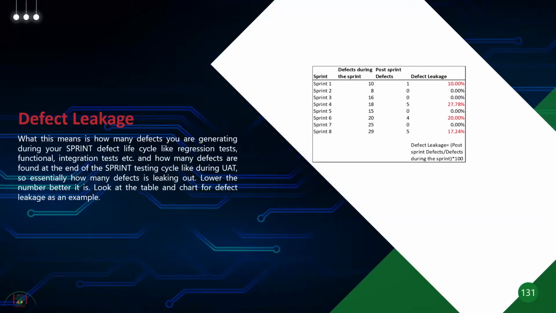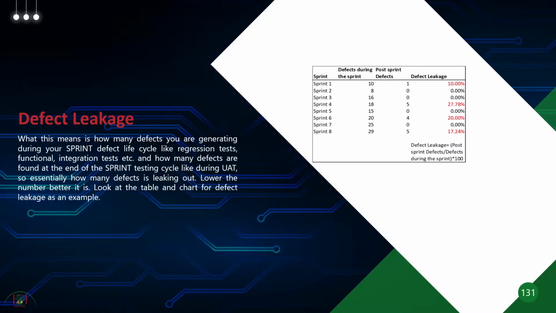So another important metric that I wanted to talk about was defect leakage. Defect leakage means how many defects you found during your sprint, and how many defects leaked out, which you haven't found, post your sprint.